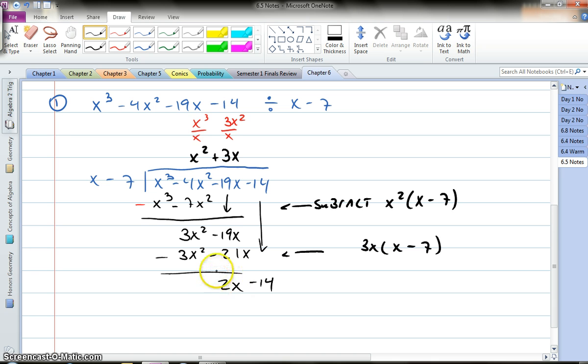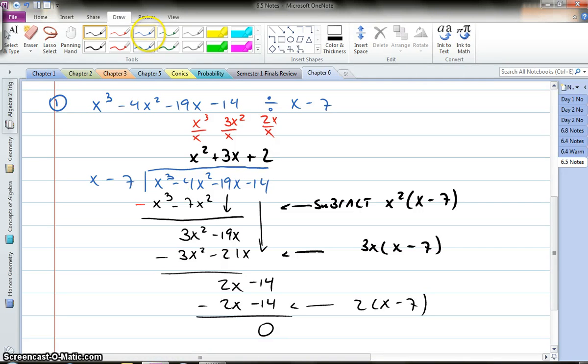So take your first term, which in this case is 2x, and divide it by the first term here, which is x. So that gives me plus 2. Then I'm going to take 2 times x minus 7, and that's what I subtract. And I get 2x minus 14, subtract. The 2x's are gone. Negative 14 minus negative 14 is just like adding, so I get a remainder of 0.